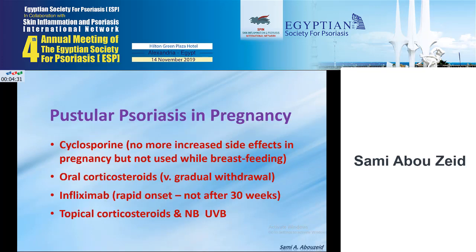Pustular psoriasis with pregnancy is treated by cyclosporin. There are no more increased side effects in pregnancy than in the general population, but it is not used while breastfeeding. Oral corticosteroids with very gradual withdrawal, and infliximab also has a rapid onset but should not be used after 30 weeks of gestation because it can pass to the fetus. Topical corticosteroids and narrowband UVB.